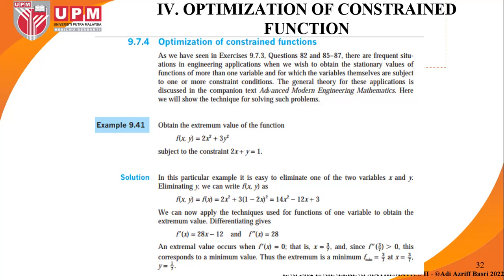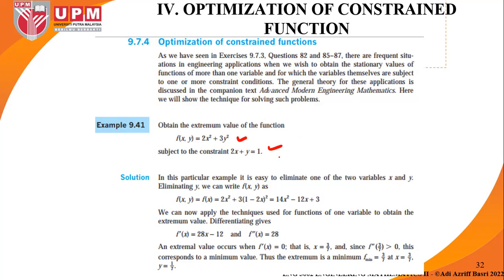Just now we learned about unconstrained functions. So now it's optimization of constraint functions. Okay, so we go for examples. To obtain the extremum value of the function f(x, y) equal to 2x squared plus 3y squared, subjected to the constraint of 2x plus y equal to 1. So the question asks us to find the extremum value of this function with this constraint. Just now it's unconstrained, so you need to calculate the stationary value, and there are no constraints, so you need to find whether it is a maximum point, a saddle point, or a minimum point. In this case, the constraint is 2x plus y equal 1.